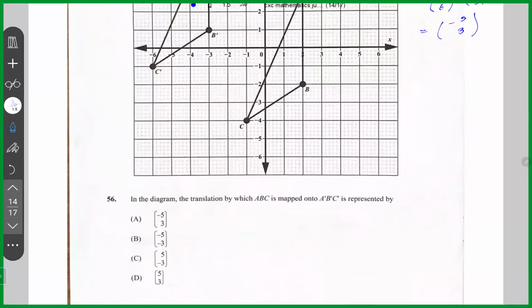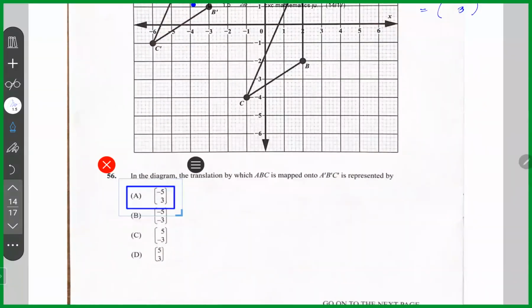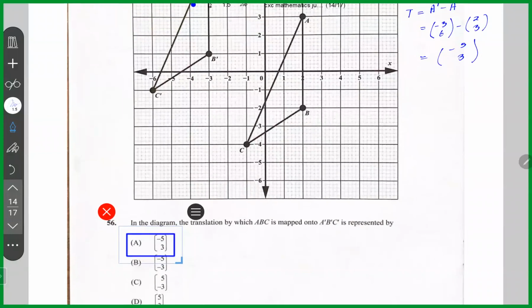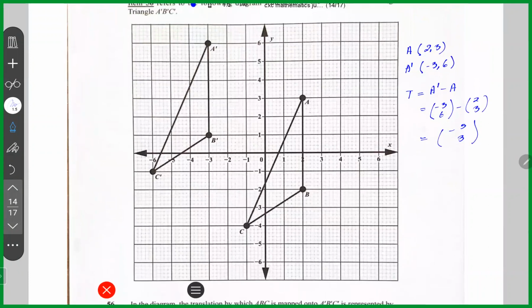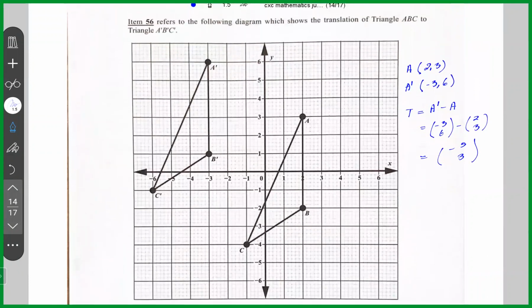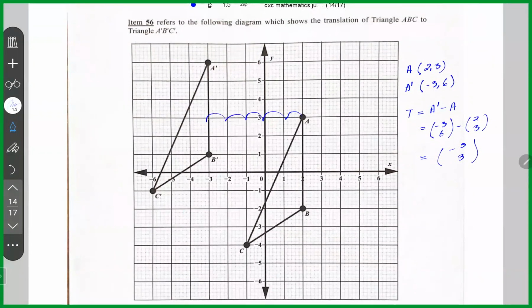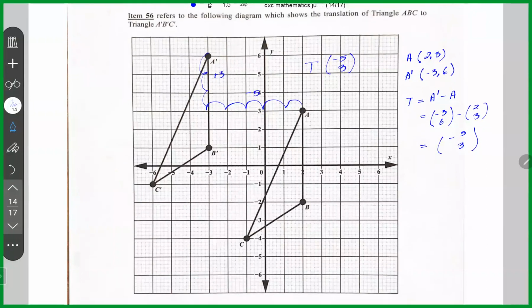All right, so that's by calculation. Of course, we could have done the same thing by observation. From A to A prime, I'd have to go 1, 2, 3, 4, 5 units to the left. That's minus 5. And 1, 2, 3 units up. That's positive 3. So T would be minus 5, positive 3. So both observation and calculation agree.